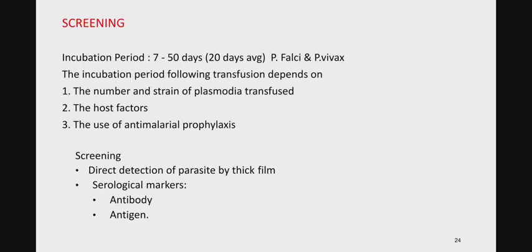The incubation period ranges from 7 to 50 days with an average of 20 days for P. falciparum and P. vivax. The incubation period depends upon the number and strain of the Plasmodium transfused, the host factors, and the use of antimalarial prophylaxis. The screening methods employed are for the direct detection of the parasite using a blood thick film and the serological markers for the antigen and antibody.